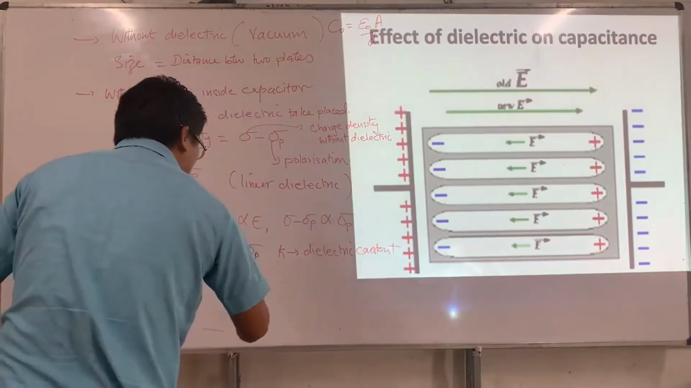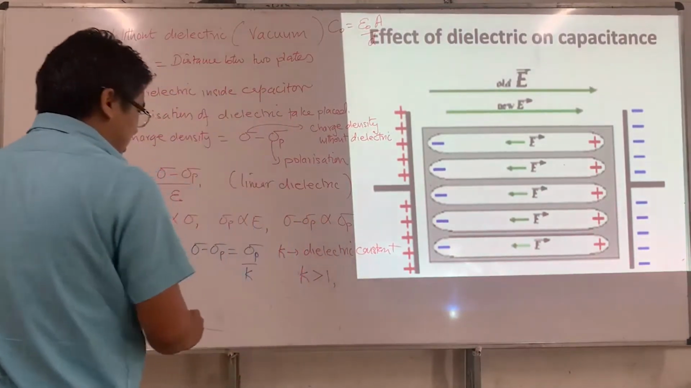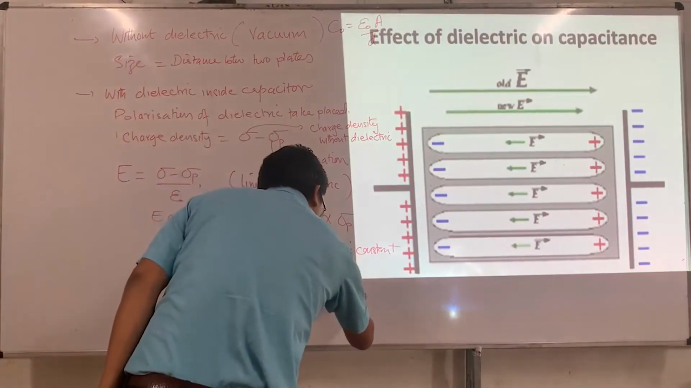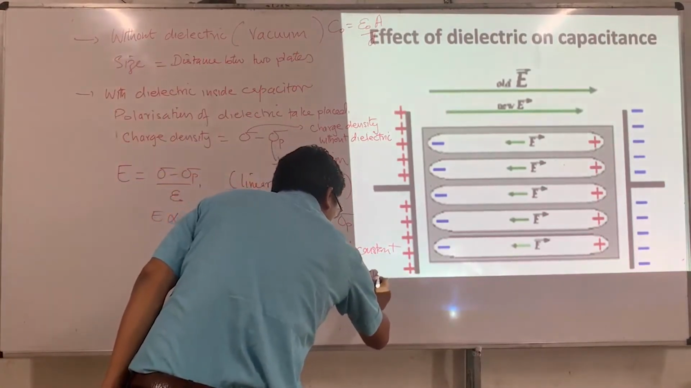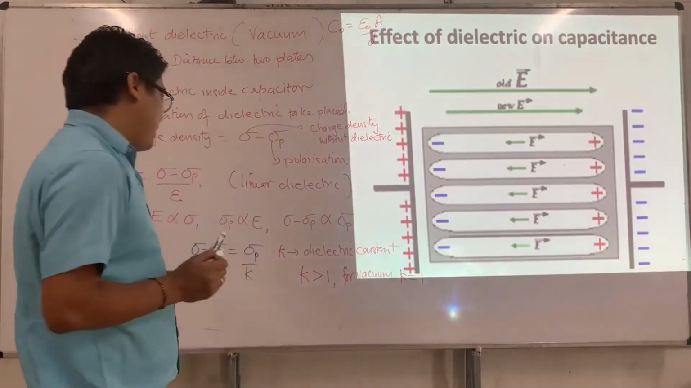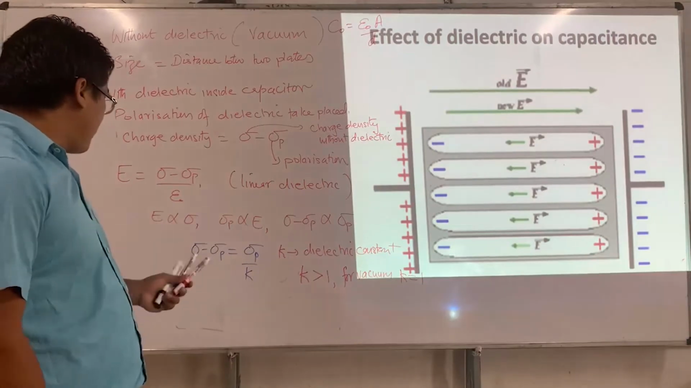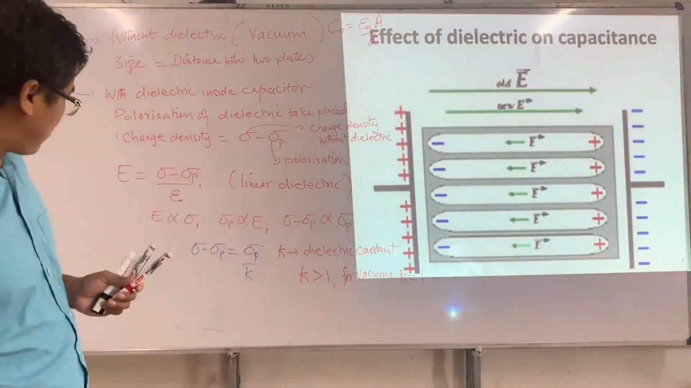K is a dielectric constant which has no unit. It is always more than 1. For vacuum, K is 1. If it is not vacuum, K is always more than 1. So this relation we found.